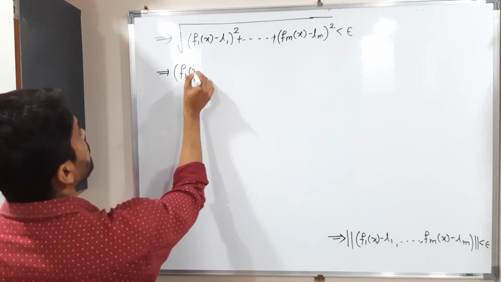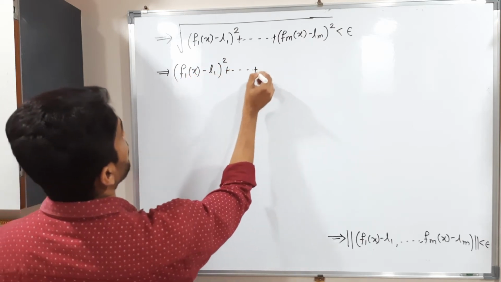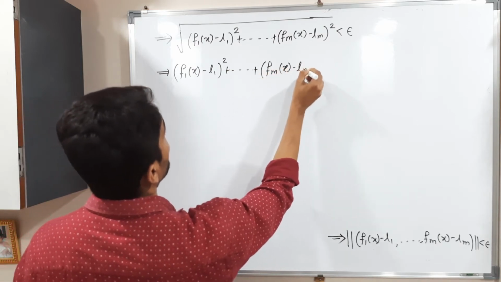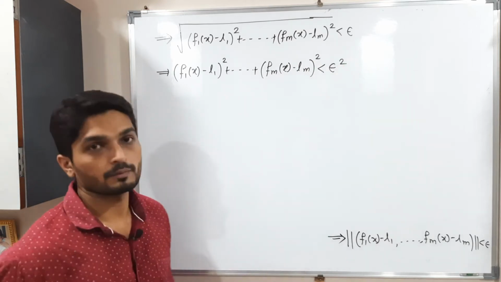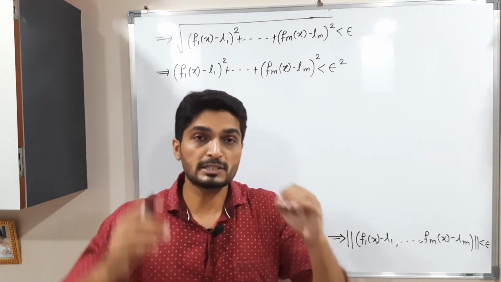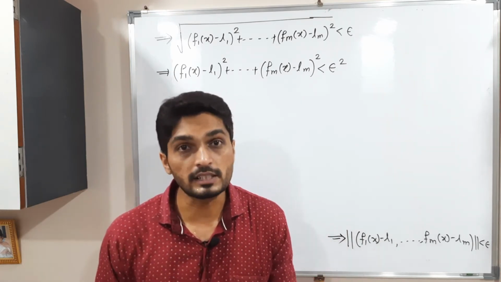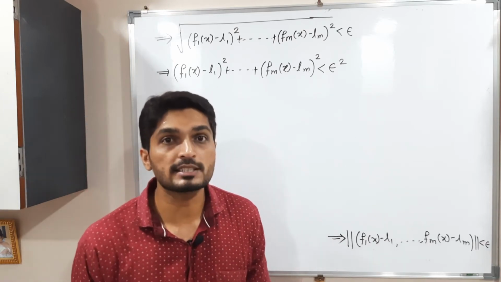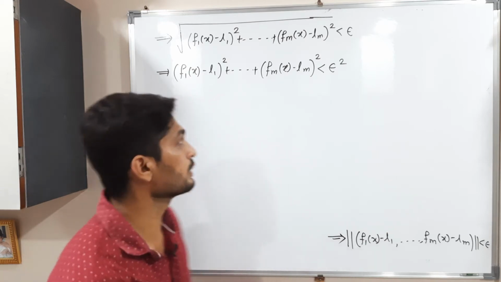So we will have (f1(x) − L1)² plus and so on (fm(x) − Lm)² less than epsilon squared, right? See, the sum of all these is less than epsilon squared. That means each of them should be less than epsilon squared, since none of them is negative. So that's why the first term is less than epsilon squared, the second term is less than epsilon squared, and so on. The last term is also less than epsilon squared. So let us do that.